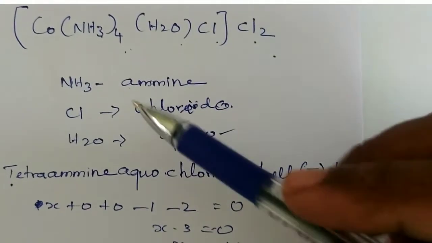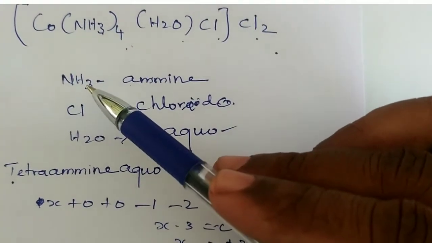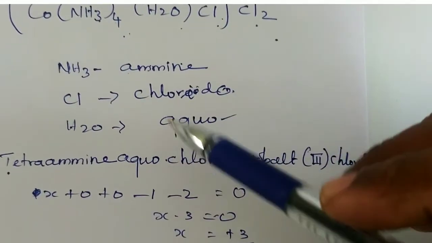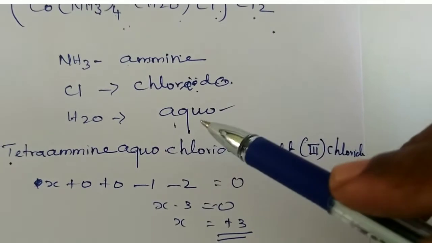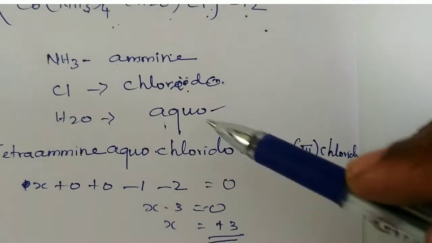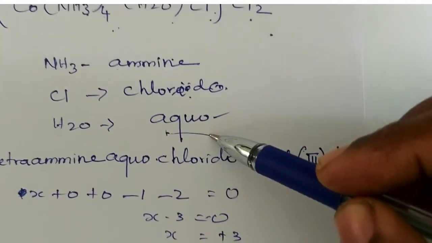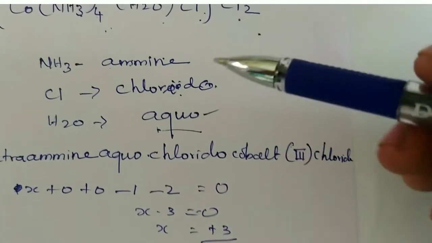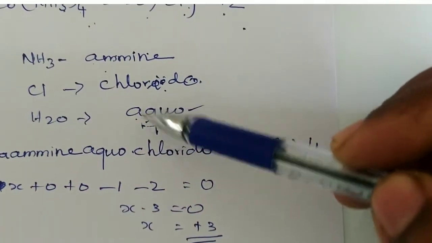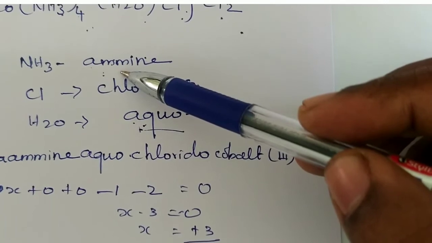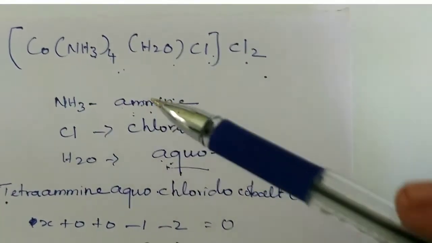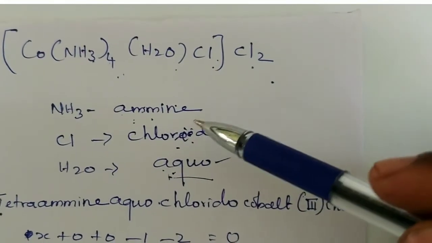So, as usual, we have to write the names of the ligands first. NH3 we know is ammine, Cl we know is chlorido, and water. But when H2O acts as a ligand, it is called aqua. So, now we have to use alphabetical order. Alphabetical order: ammine, aqua. So, ammine will come first.